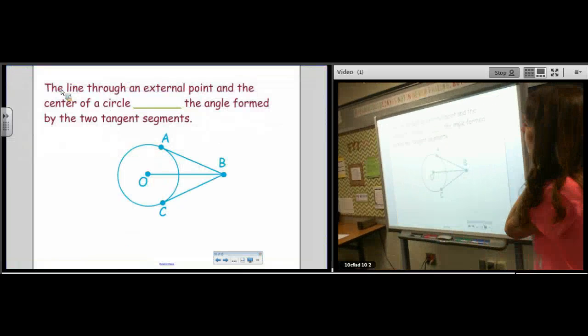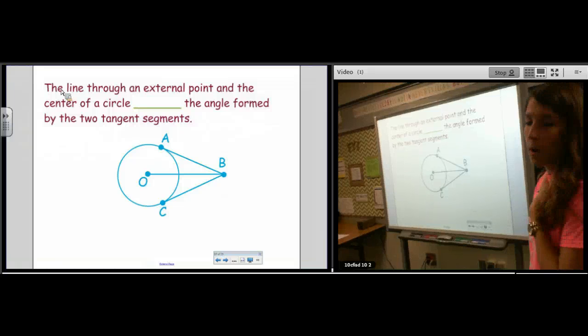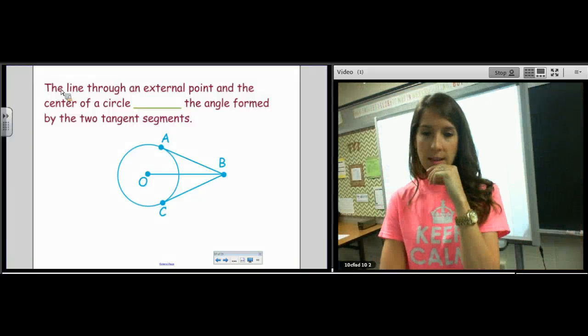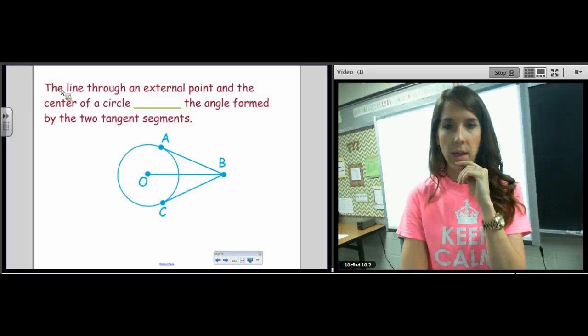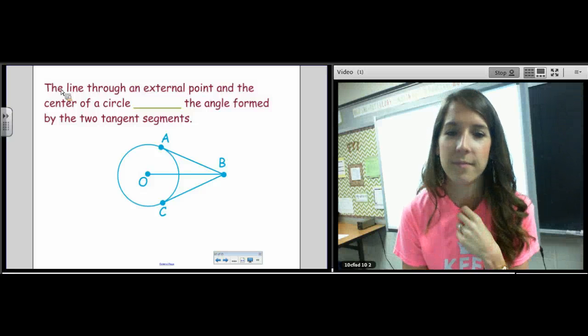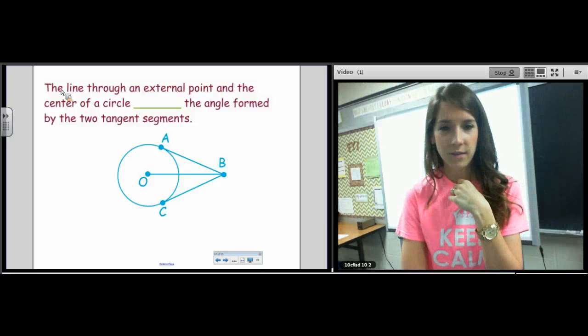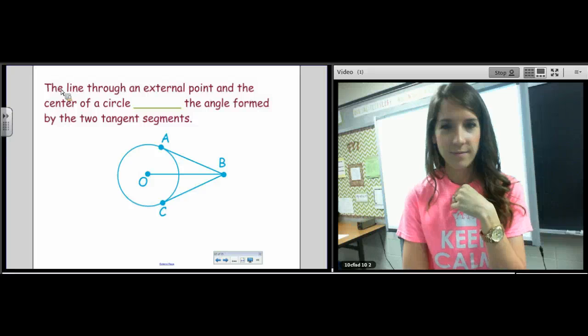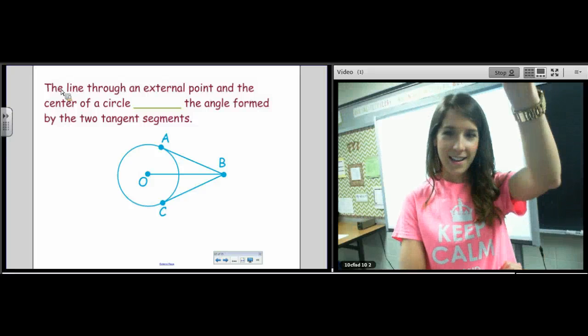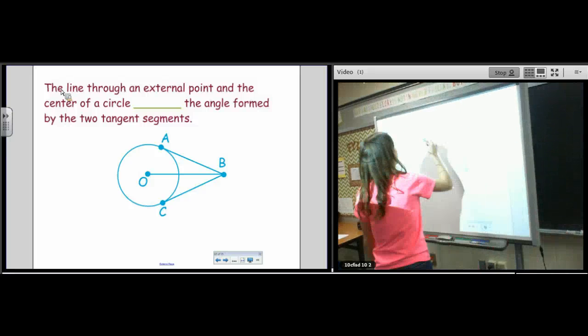Next theorem. Read that sentence and figure out what you think goes in the blank. Who's going to type it first? Bisects! Very good.